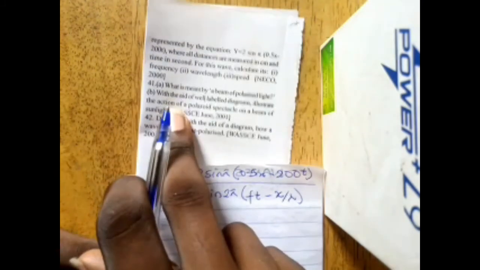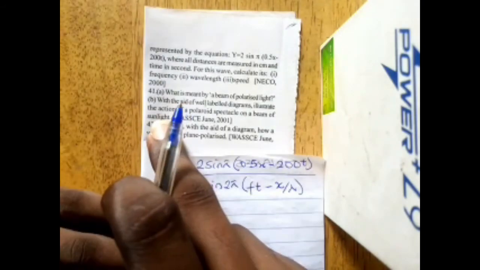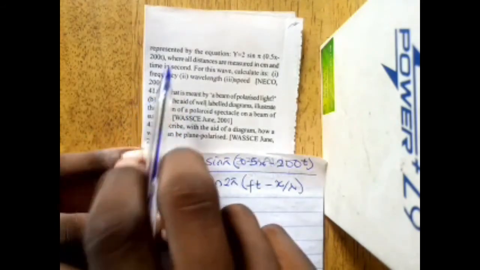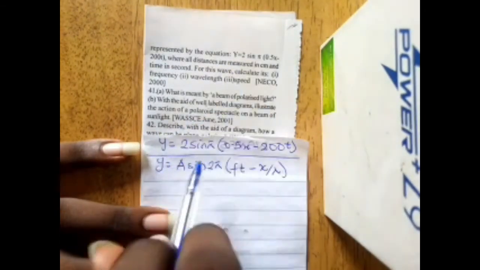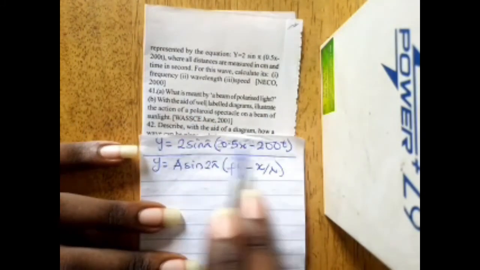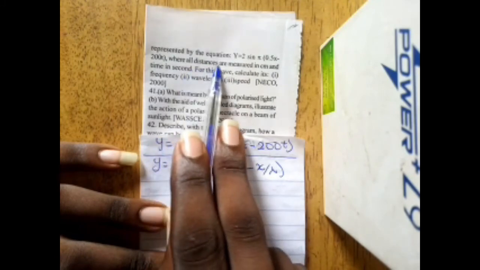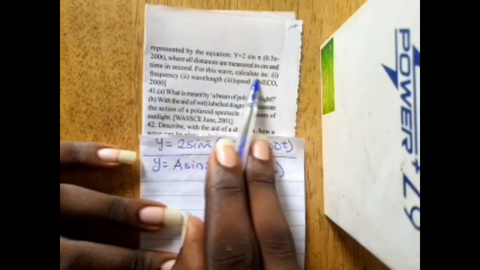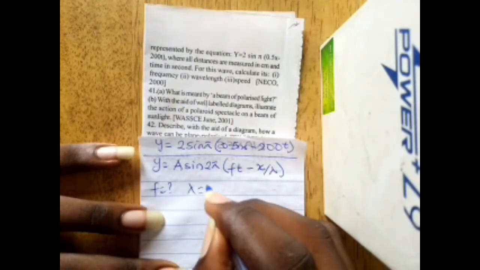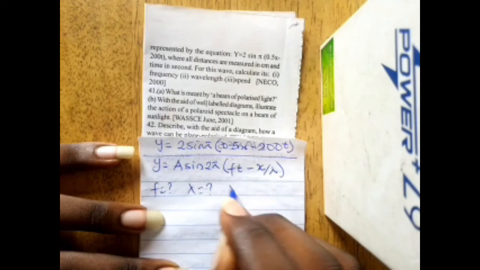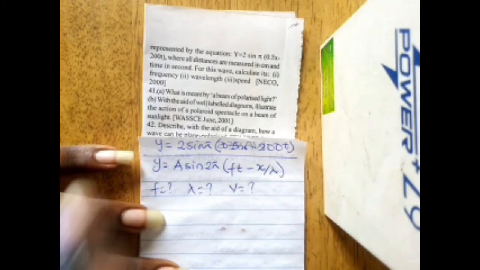Okay, the last example we're looking at here from the reference material Essential Physics says a wave is represented by the equation y equals 2 sine pi into brackets 0.5x minus 200t. And this is the representation of the wave, where all distances are in centimeters and time in seconds. For this wave, calculate its frequency, its wavelength, and its speed, that is v. It's an exam past question. So we're asked to find the frequency, wavelength, and the speed from the equation of the wave.